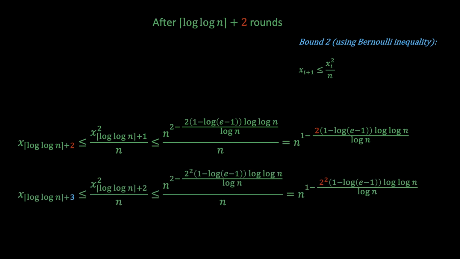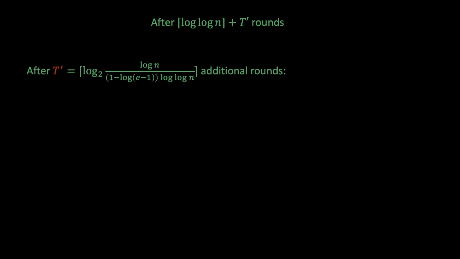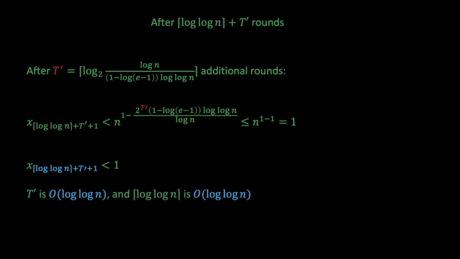Repeating this for x at log n plus 3, log n plus 4, you start seeing a pattern. After an additional t' rounds, we get that x at log n plus t' plus 1 is at most 1, as shown in the algebra here. But ceiling of log n is O(log n), and t' is also O(log n), so after O(log n) rounds, this game ends.